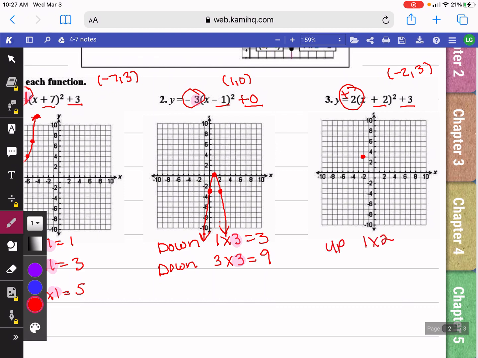So 1 times 2 would be 2. Next would be 3 times 2, which is 6. Next would be 5 times 2, which is 10. And we're only going to do what fits there.